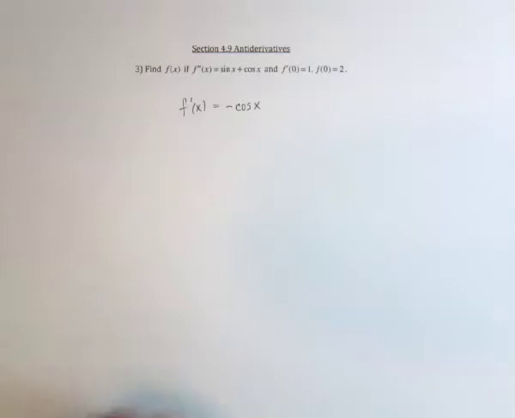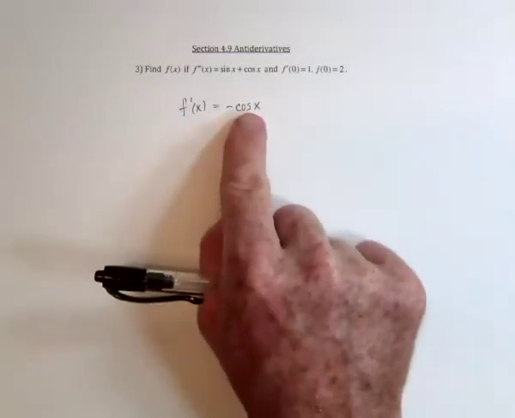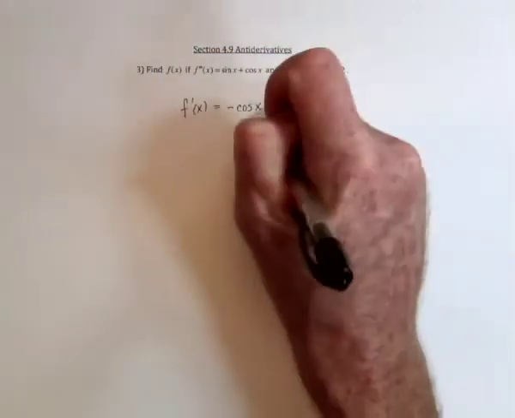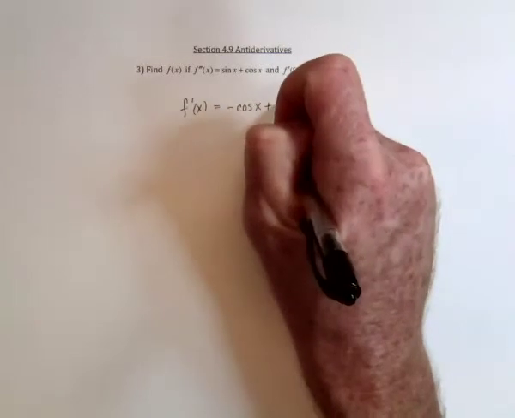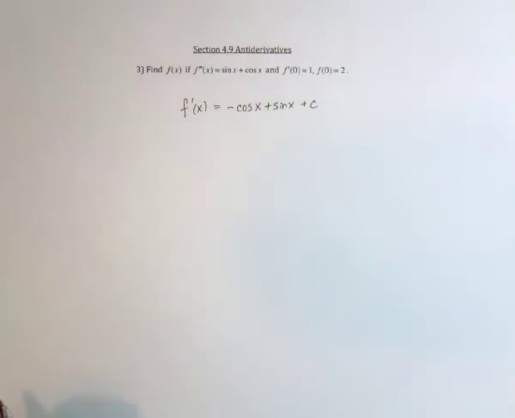Like I say, you can always check by taking the derivative of this, and the derivative of cosine is negative sine, so together with that negative becomes positive sine. And then the antiderivative of cosine is sine of x. And then there would be a constant, call it plus c.